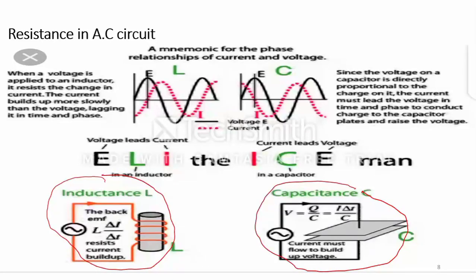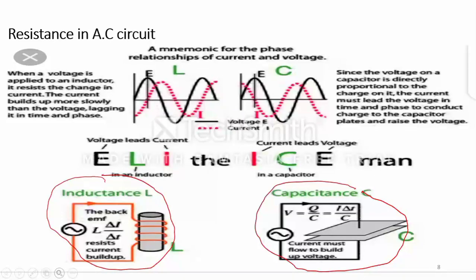For that of a capacitor, if potential difference is connected across a single capacitor as what we have seen in the figure here, current leads voltage by 90 degrees. And for us to recall this statement, we will use the word we are seeing here, ELI the ICEman. Let me look at it here. ELI.